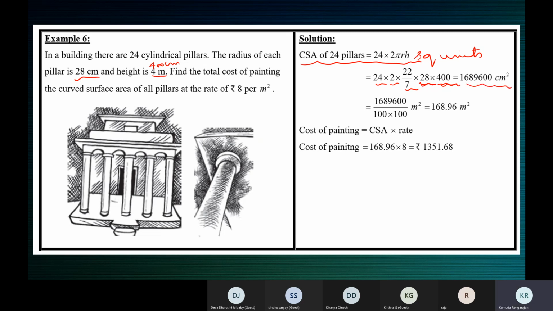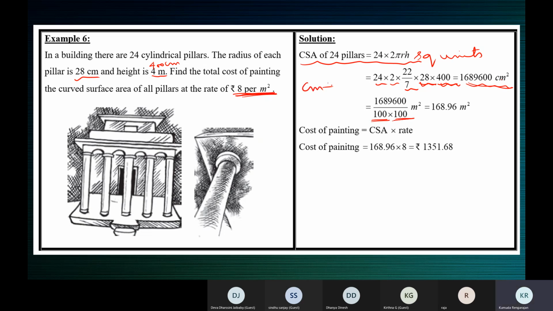So the answer will be in centimeter square. And we need to convert that to meter square because the rate is given per meter square. 1 meter square is ₹8. So we need to convert this area to meter square. To convert centimeter to meter, we divide by 100. Centimeter square to meter square, I told you in the last class, divide by 100s. Divide by 100 2 times.